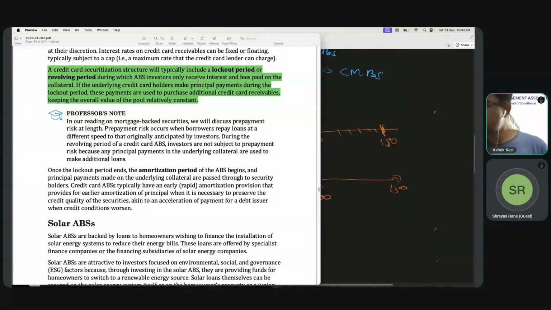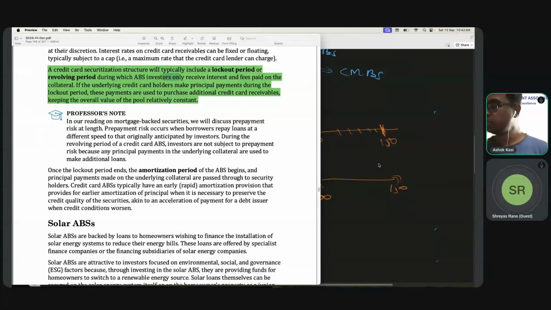You understood this one? Lockout period or revolving period during which ABS investors only receive interest and fees paid on the collateral. If the underlying credit card holders make principal payments during the lockout period, these payments are used to purchase additional credit card receivables, keeping the overall value of the pool relatively constant.